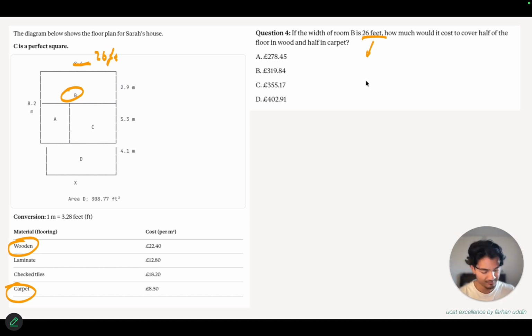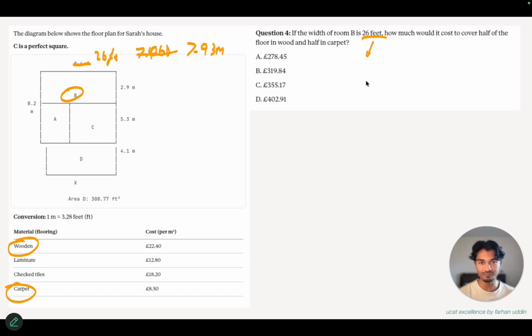So with that in mind, how do we know what unit we want to convert to? What stops us from converting this all to feet, for example? Well, what stops us is the fact that we know that we're going to need to multiply by the cost at some point, and this cost is given to us in per meter squared. So we want to be working with meters wherever possible. So the first thing is to convert this 26 into meters. 26 divided by 3.28 gives us 7.9268. I'm just going to put 7.93 for simplicity's sake.